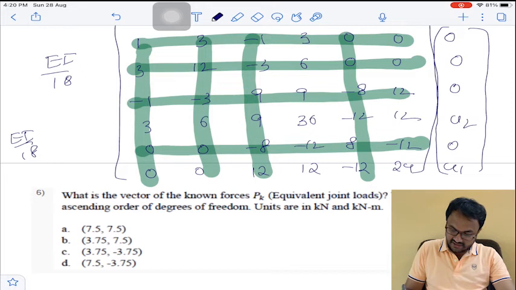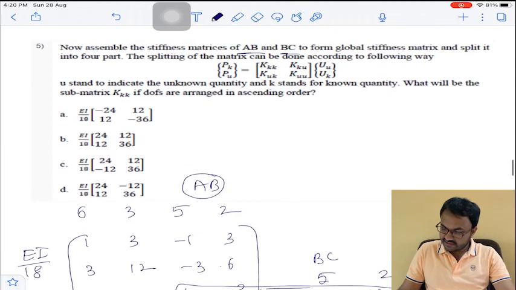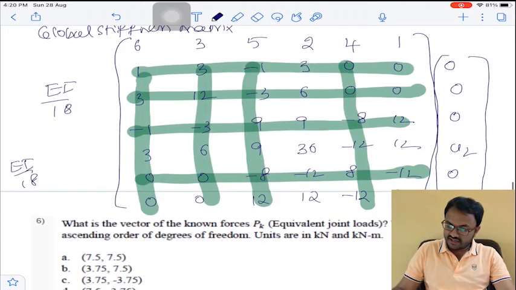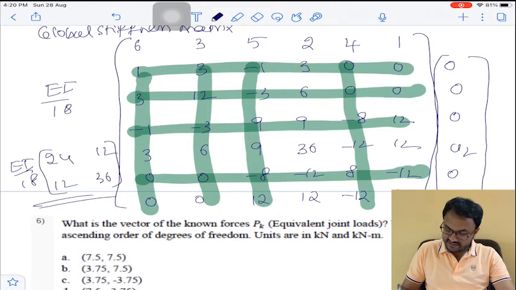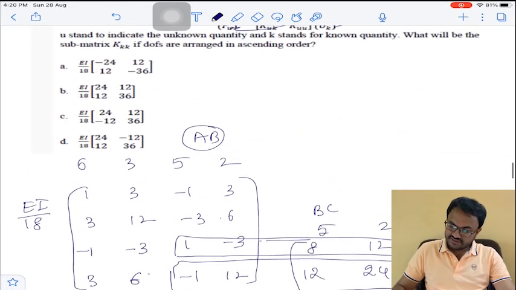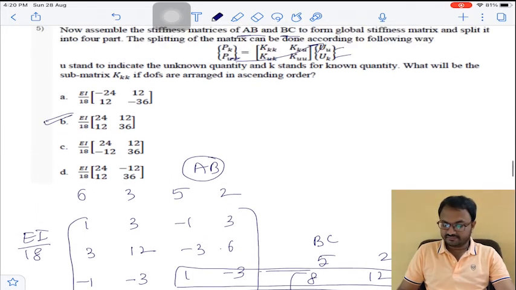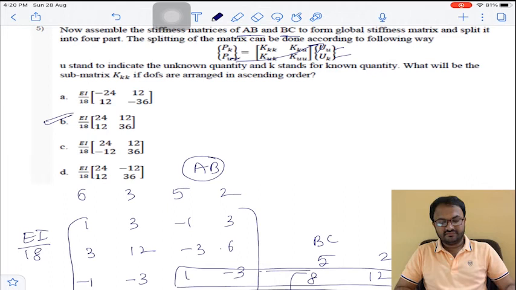EI by 18, I am writing in reverse. So he has asked here it is U divided by UK, here PU. So this is reverse. So I can write it is 24, 12, 12, 36. So this is the answer for this. So the answer will be option B for question number 5.